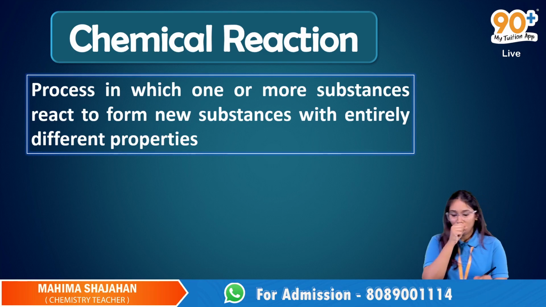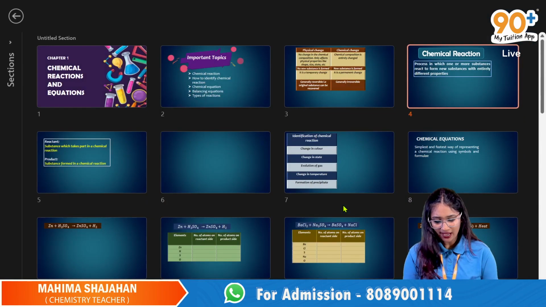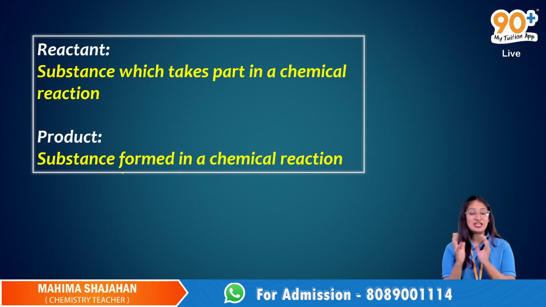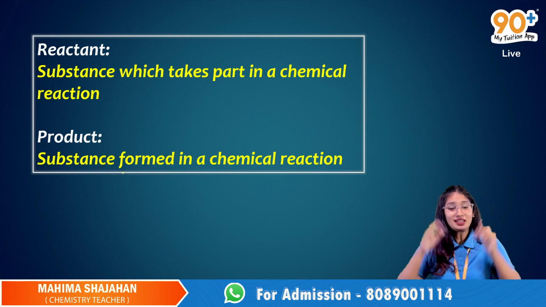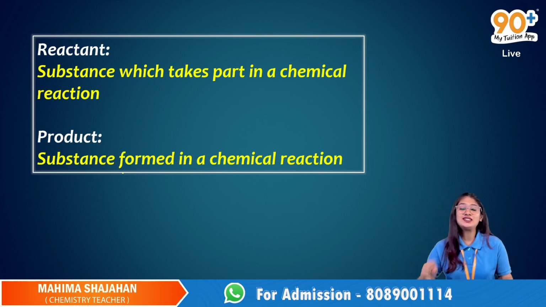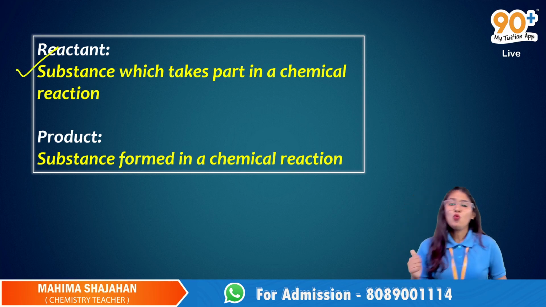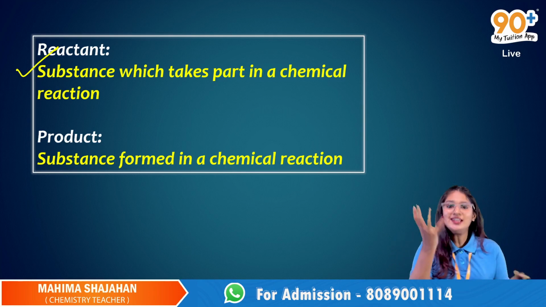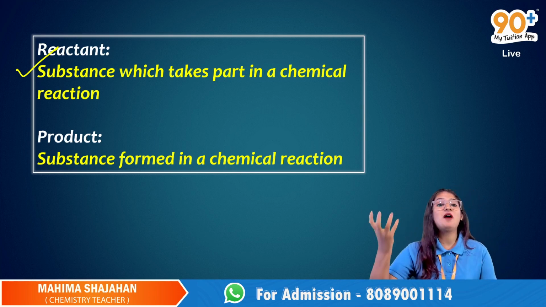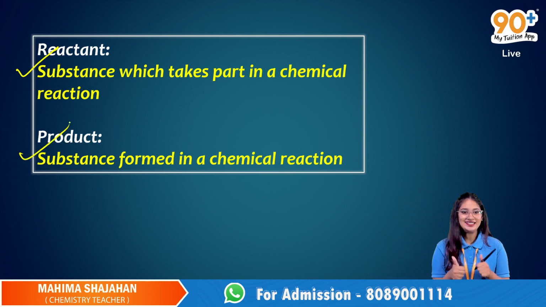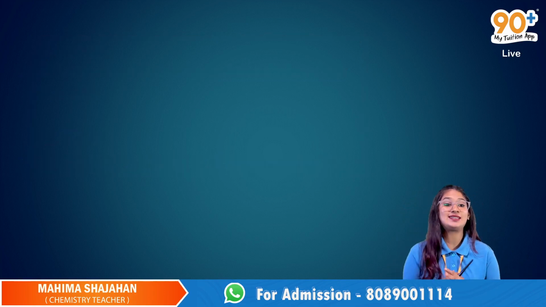Okay, there are some terms that you should be familiar with. First one, reactant. What is a reactant? The ones that participate in our reaction. The substance which takes part in a chemical reaction, they are called the reactants. What about product? The substance we get after the reaction. The substance formed in a chemical reaction, they are called products. So let's see some reactions.